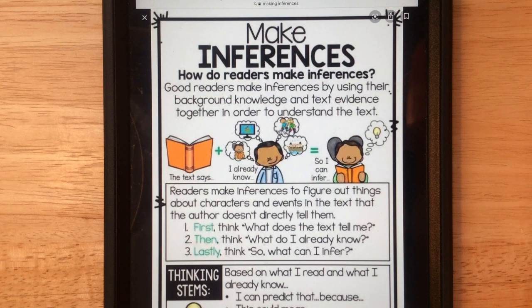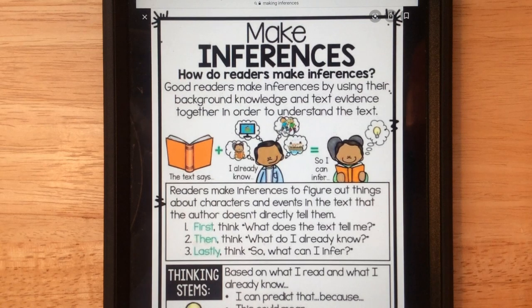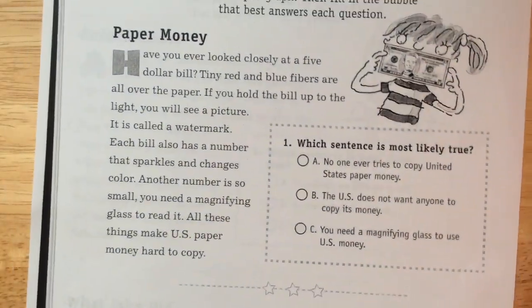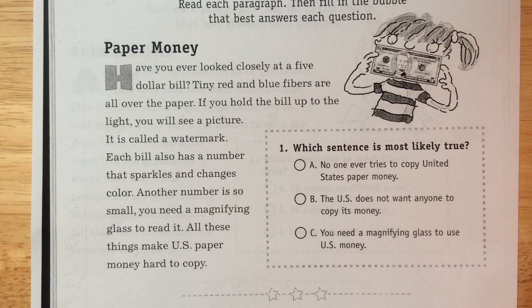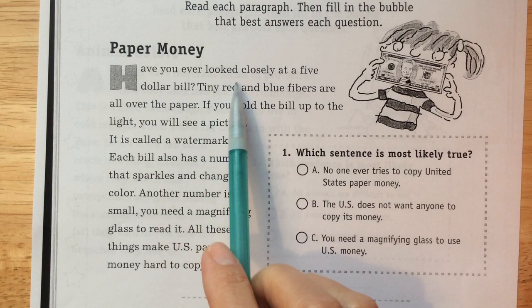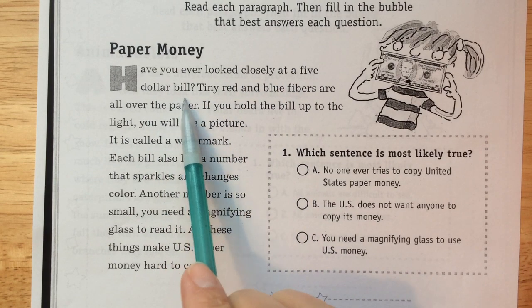Now we're going to practice that skill a little bit. I have some special pages that we're going to do. And what's nice about this is these are just short paragraphs that we read, and then we can do our inferring. So here's the first one. It's called paper money. Have you ever looked closely at a $5 bill?